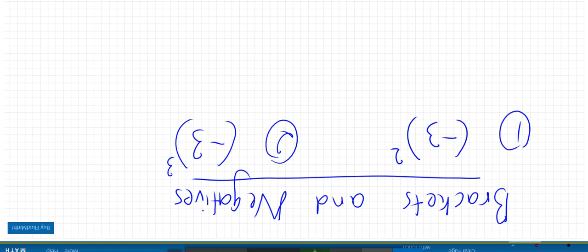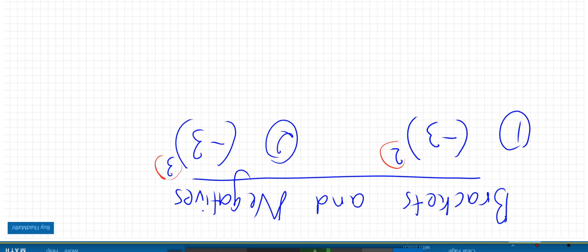Okay, if you have a look at our next section, we are looking at brackets and negatives. Now, this can be very confusing at first, and a lot of students get this wrong. So it's important we go through this properly. Now, when we have a bracket here, you notice these brackets, there's a power 2 out there. And here we've got a power 3. Now, this is very important. We can't just get rid of the brackets. They have to be there because of those powers.